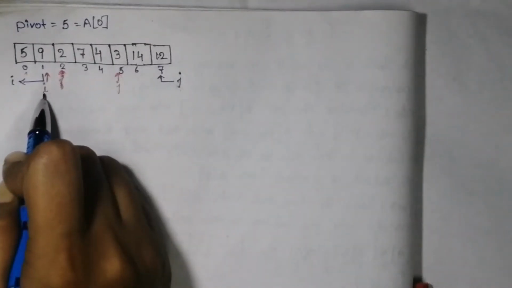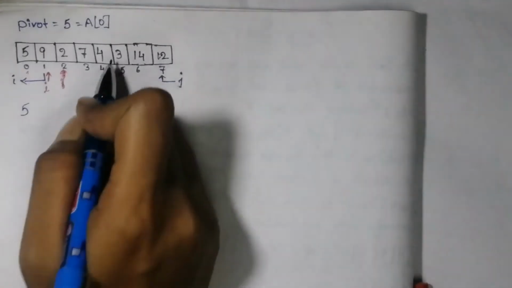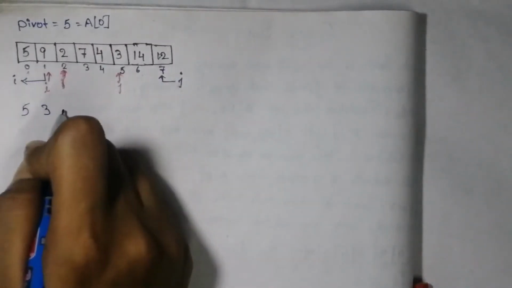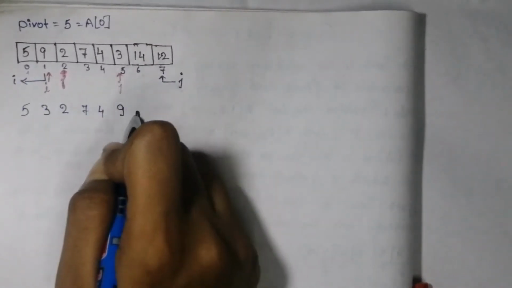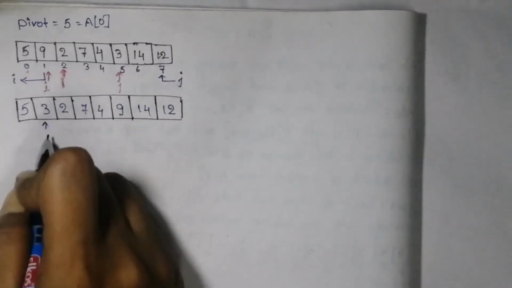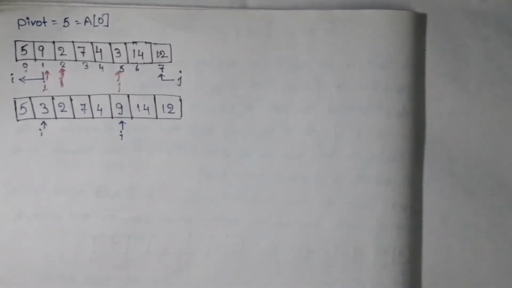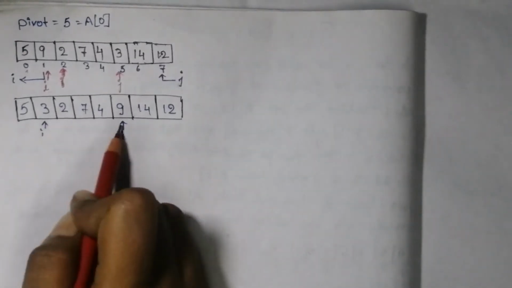That means the element at the ith index will be swapped with the element at the jth index. So 3 will come to this position. Then 9 will go to that position. And our array will look like this, right? So till now the value of i was this element, right? And the value of j was this element. Now we will again start comparing the elements.